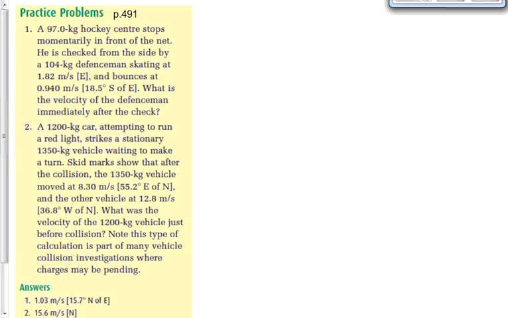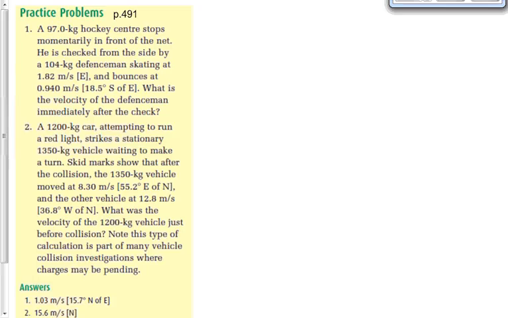Listen carefully to the way I read this question this time. The hockey center stops in front of the net. The hockey center is checked by a defenseman skating at 1.82, and the hockey center bounces at 0.940, 18.5 degrees south of east. What's the velocity of the defenseman after the check?